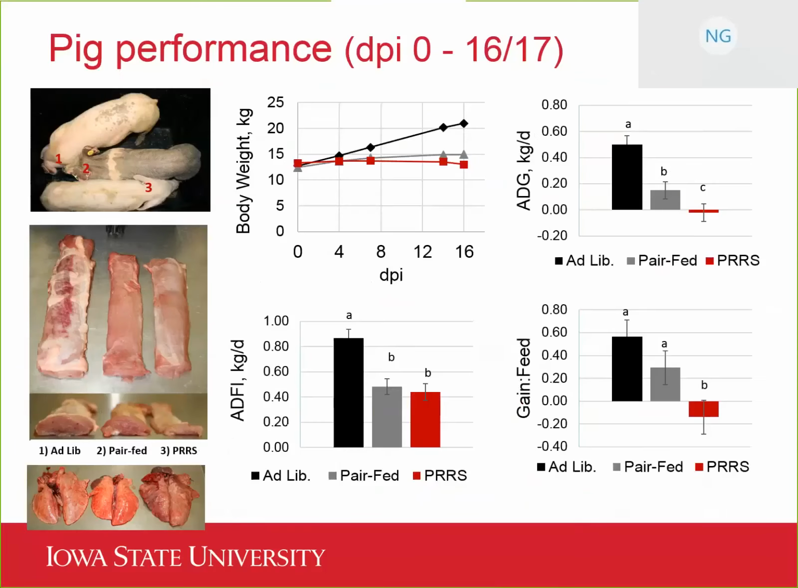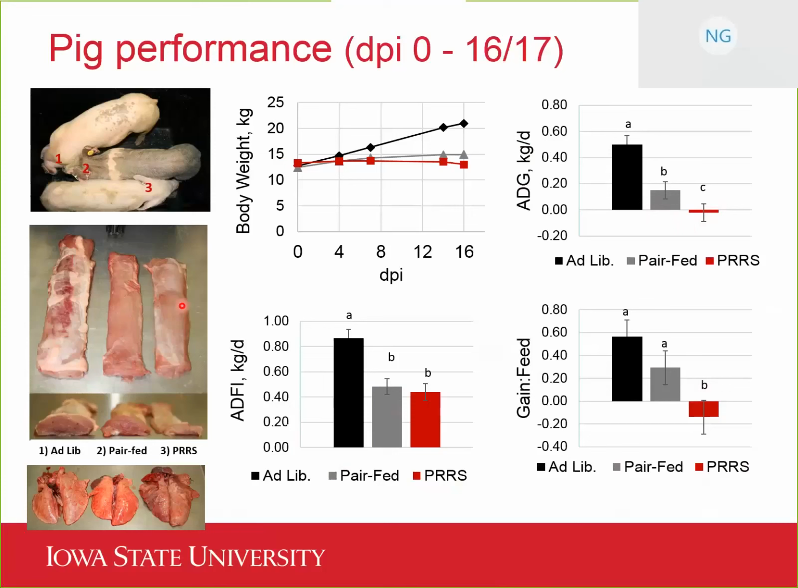If we want to look at the loins in these pigs, here's just an example of an ad-lib fed pig. If you look at this center left image, here's the loins in these pigs. Here's an ad-lib, pair-fed and PRRS pig. We took the loins out of these pigs here. And this is at day 16, 17, where we virtually had minimal growth rate or no growth rate, negative growth rate actually on these pigs. And we also had a little bit of growth rate on our pair-fed pig. But really what we're seeing here is that feed intake seems to describe a lot of this phenotype.